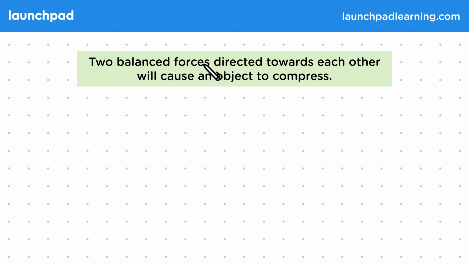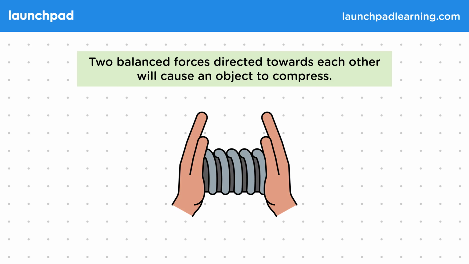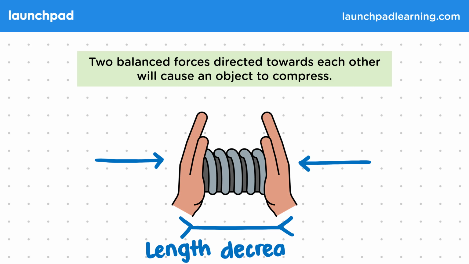Then, 2 balanced forces directed towards each other will cause an object to compress. We can think of this as the opposite of stretching, and can demonstrate this with a spring as well. We have equal and opposite forces at both ends, but this time the forces are directed towards each other. This means that the length of the spring decreases instead of increasing.